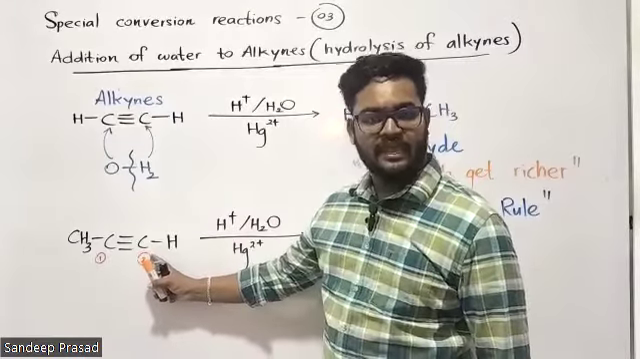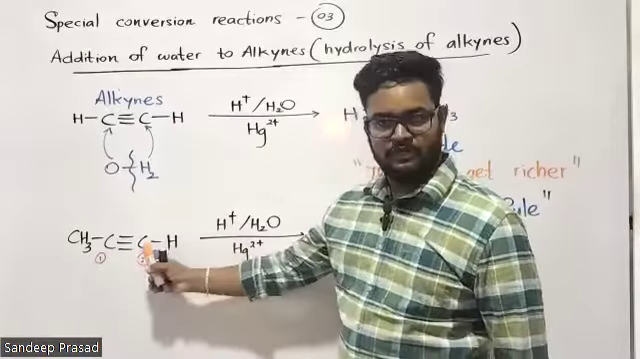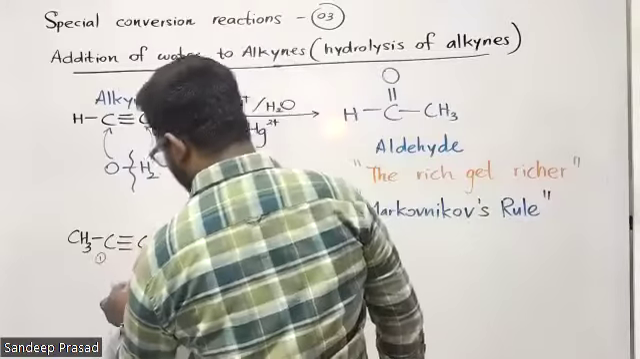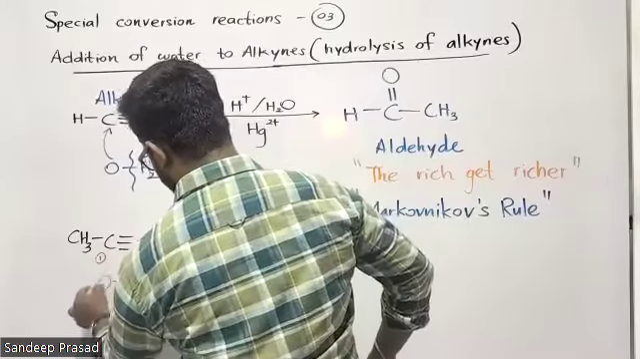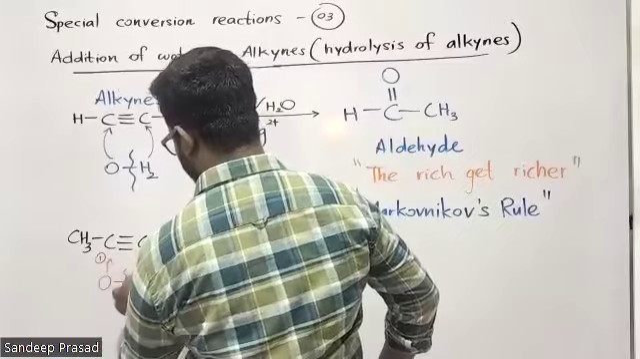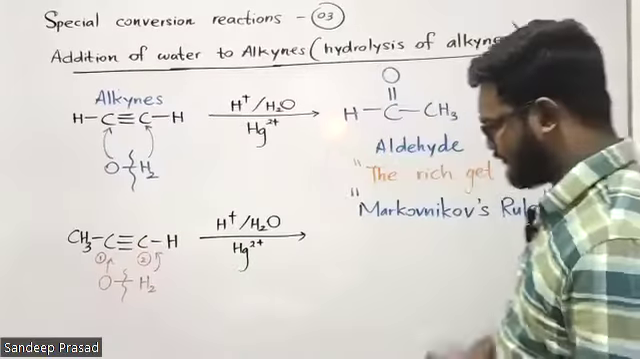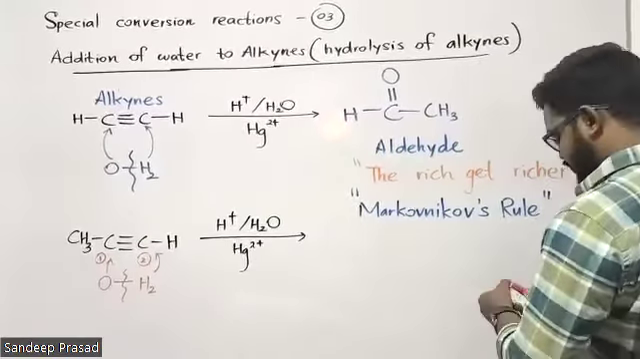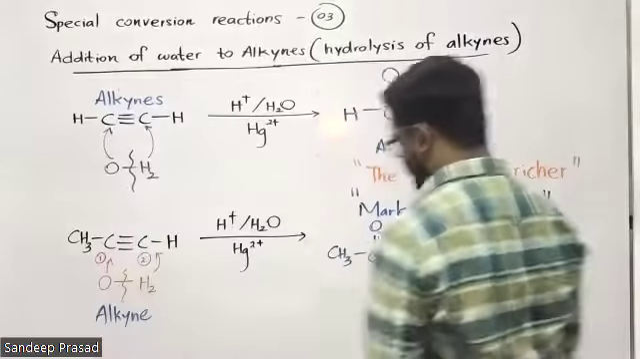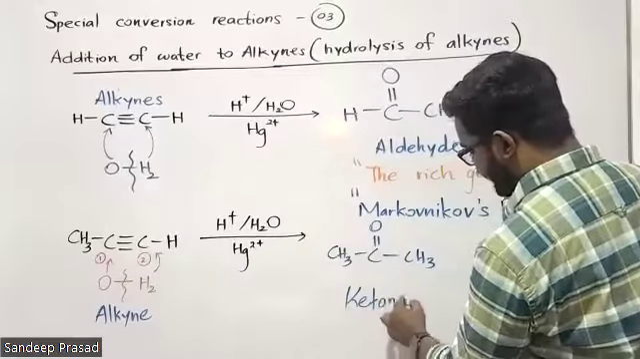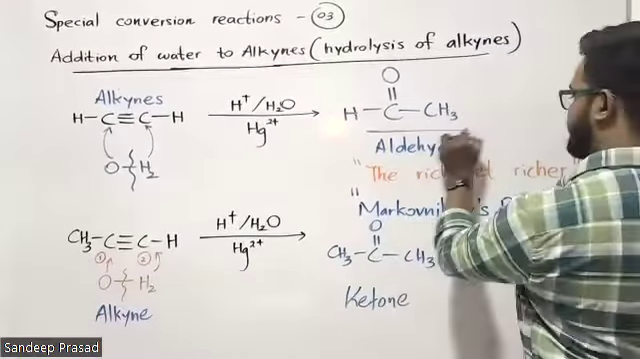That rich carbon atom becomes richer when this water molecule is added. So try to understand, hydrogen should be connected to this carbon atom, while oxygen should be connected to the other carbon atom. You have to follow Markovnikov. So then the product should be CH3, C double bond O, CH3. Now tell me, we started from an alkyne and we ended up with a ketone. That's why I told you, not only the aldehyde product, sometimes we obtain a ketone product as well.